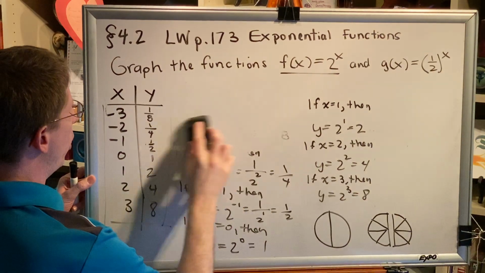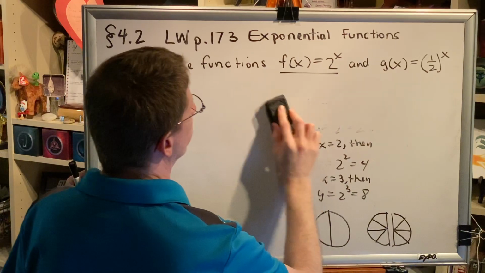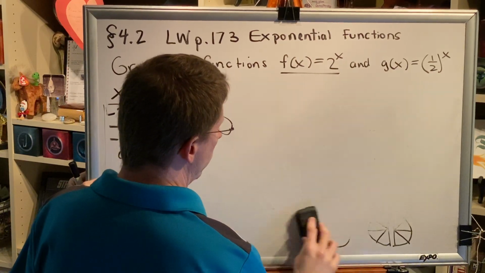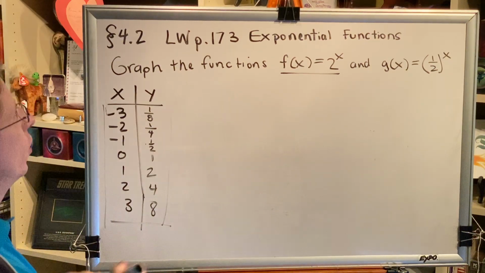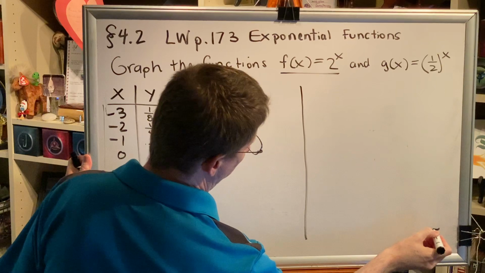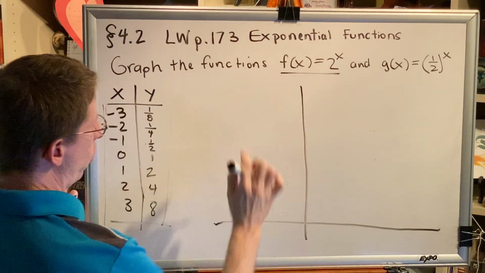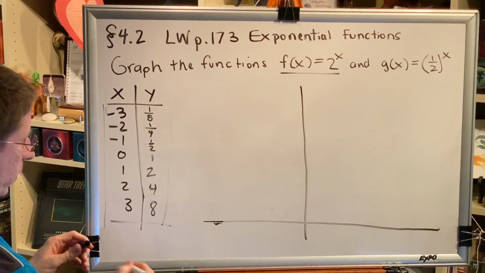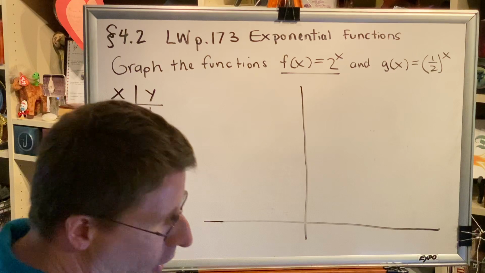All right, so now we're going to create a graph using this table of points. Something I would like you to notice is that all of the y values are positive. So when we make our graph grid, there is no reason to include quadrants 3 and 4. We're going to focus solely on quadrants 1 and 2 of this part of our algebra together. All right, so let's go ahead and make our graph grid.